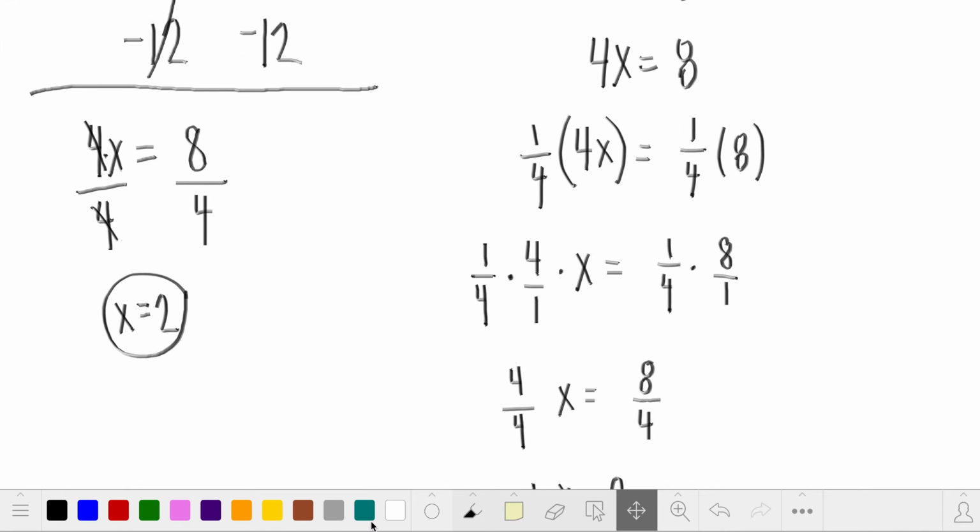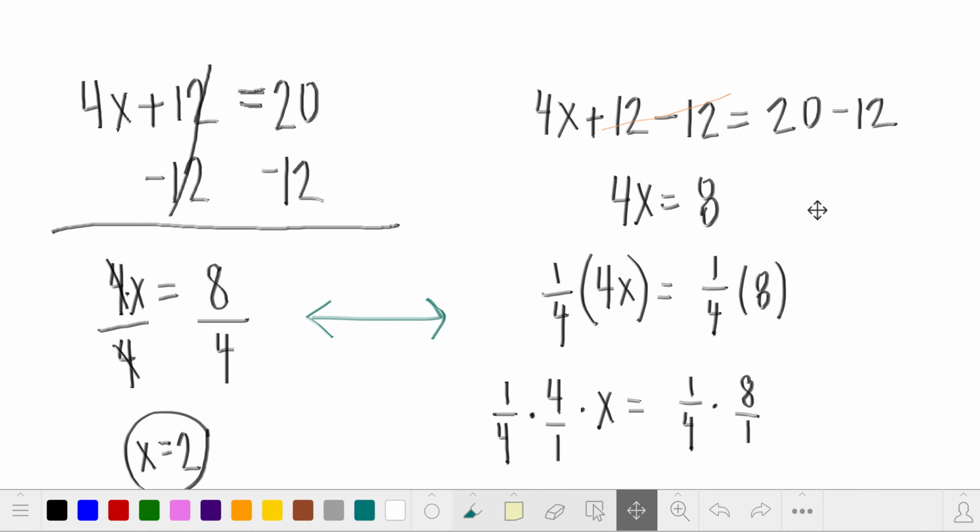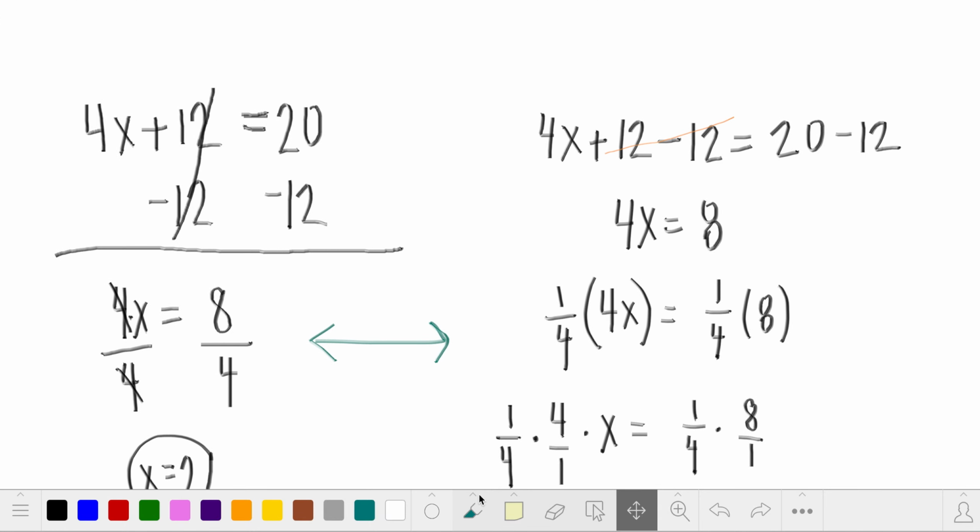Just notice that those are the same. Don't get too scared of it if it's written this way or that way. It's the same thing. And in this case also it's the same thing. Don't get too caught up with it being written like this; it's the same thing as written horizontally.